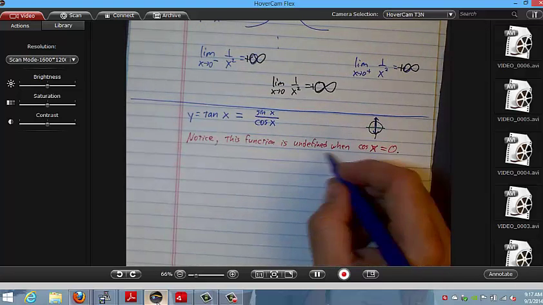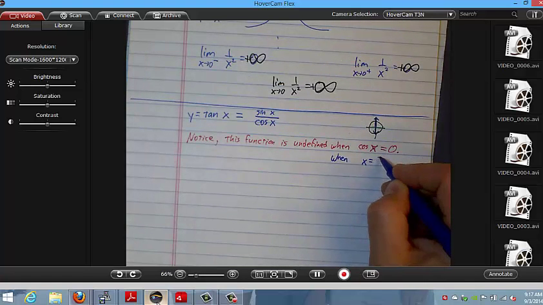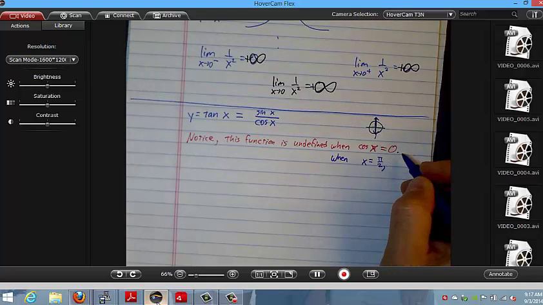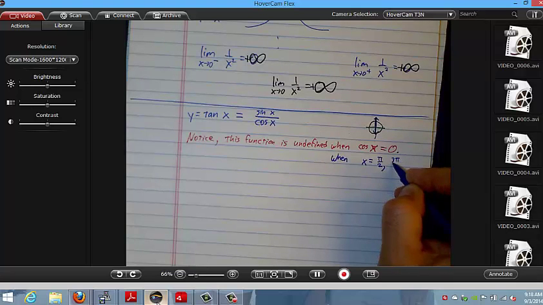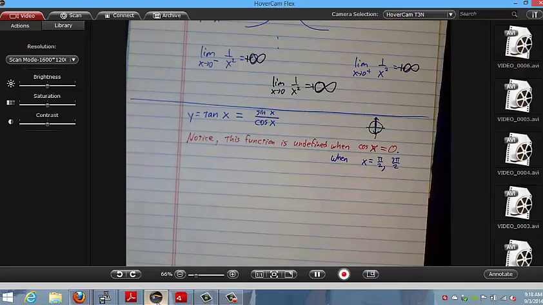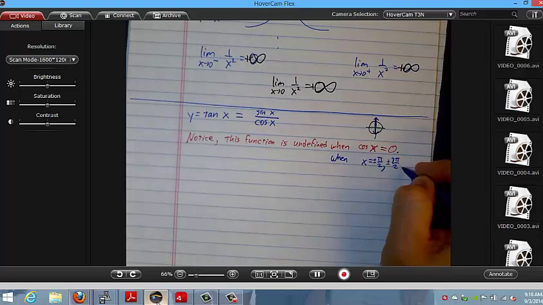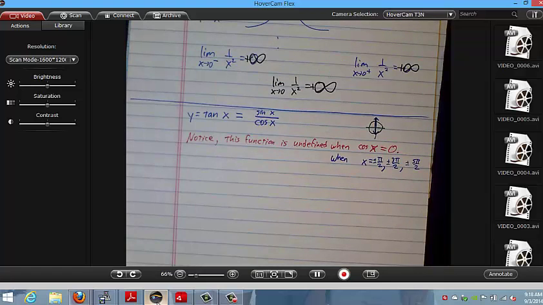So undefined when x equals things like pi over 2. What else? 3 pi over 2. What else? Are there other values? Yeah. 5 pi over 2. Of course, that would be swinging around again. Or you can go the other direction, plus or minus these things. Okay? So if we're going to sketch a graph, we have to pay attention to that.